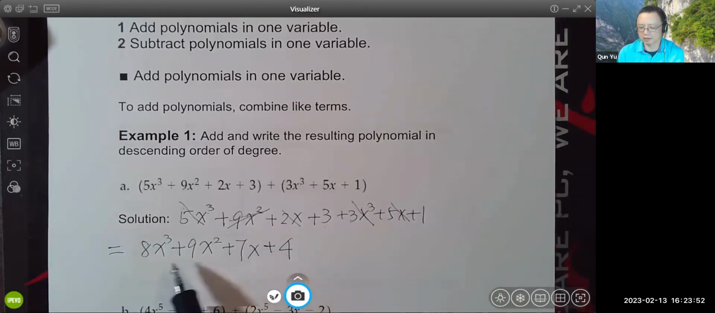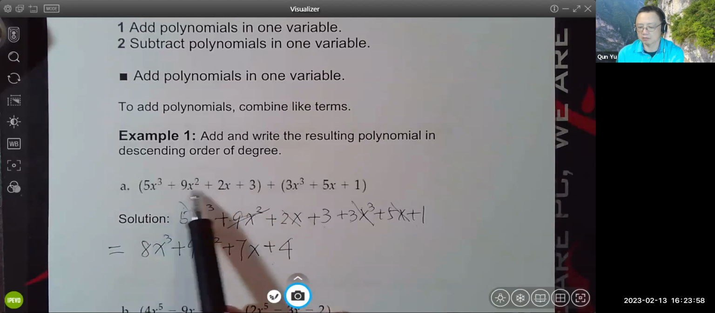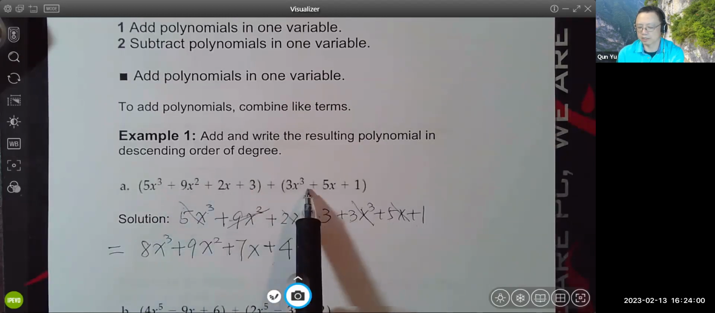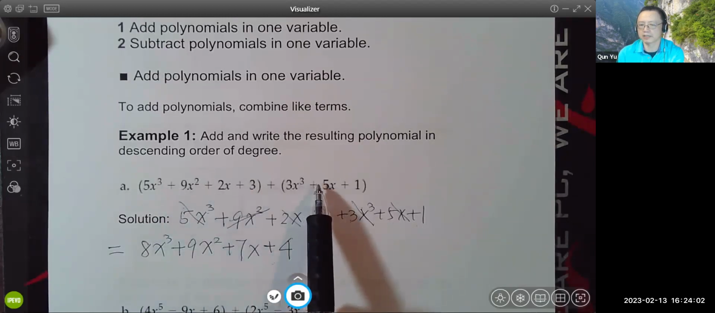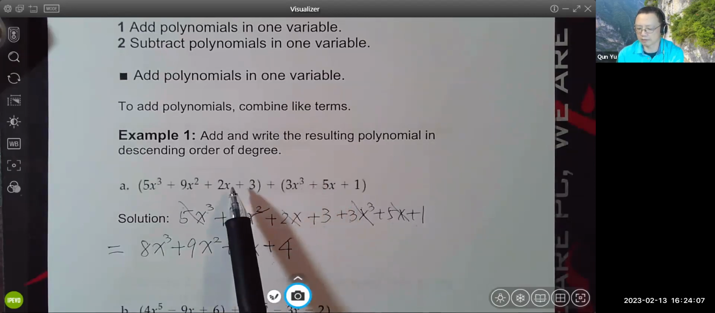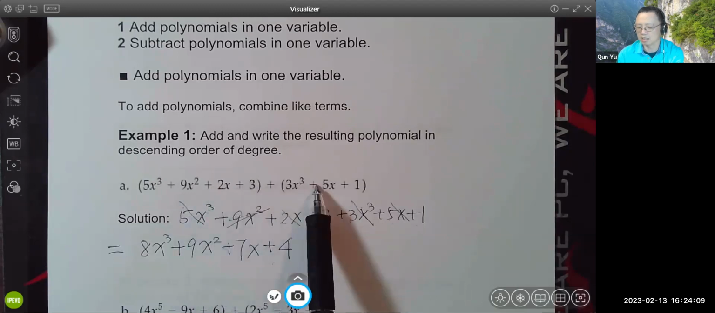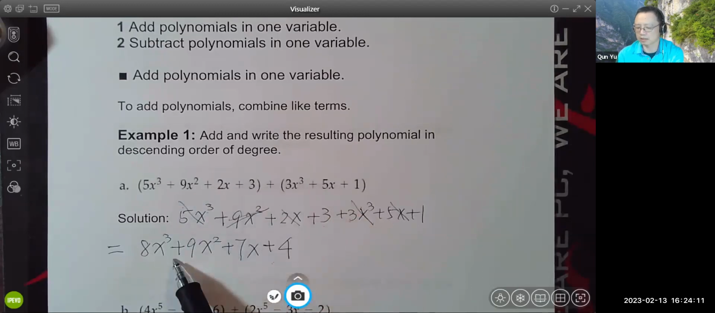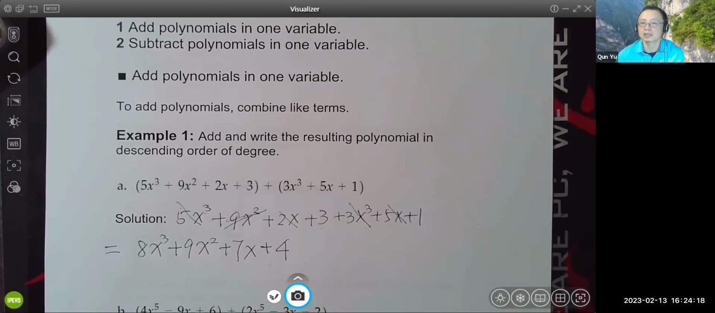In other words, this one expression is equivalent to the sum of these two polynomial expressions, no matter what your x value is. X value could be anything. You plug the x value into this expression and the same x value into this combined polynomial, they always give you the same result. That's why we call it simplify, because they represent the same thing.